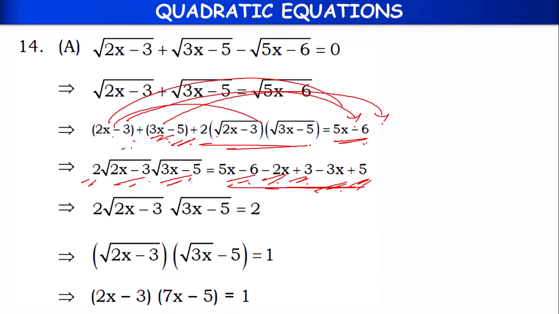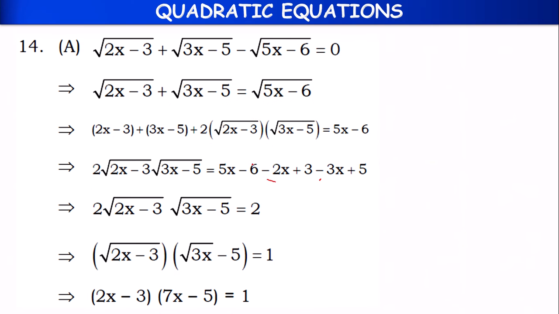Now if we simplify, minus 2x minus 3x, how much? Minus 5x, and plus 5x gets cancelled. All x terms will get cancelled. This 5x minus 2x minus 3x gets cancelled. 5 plus 3 is 8, 8 minus 6 is 2. So 2 will be remaining on the right hand side. Now this 2 on the left hand side also will come to the right hand side. It will become 2 by 2, which is equal to 1. So on the left hand side, root of 2x minus 3 into root of 3x minus 5 will remain.